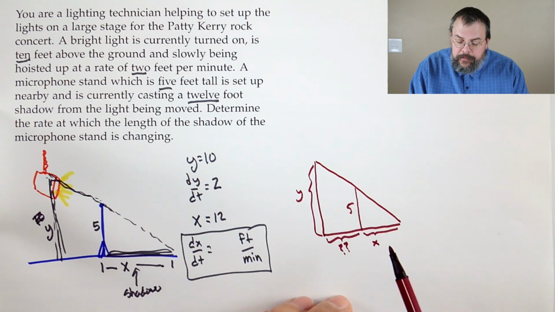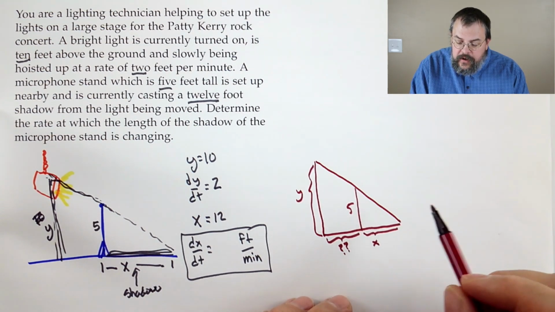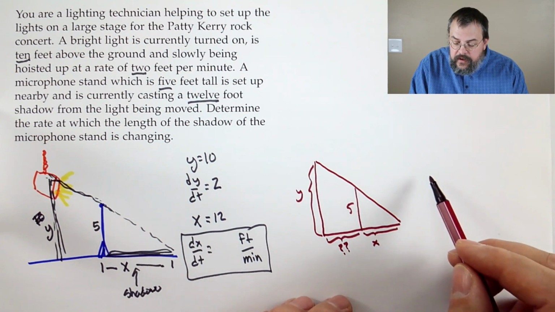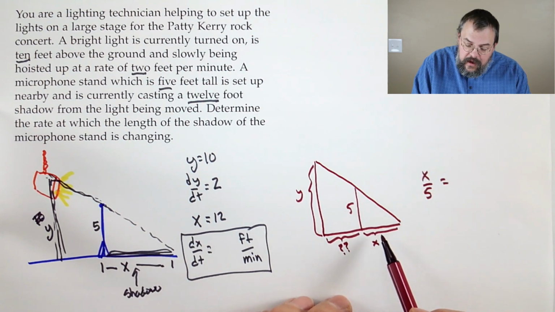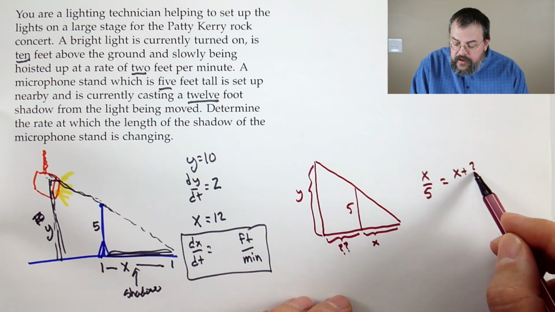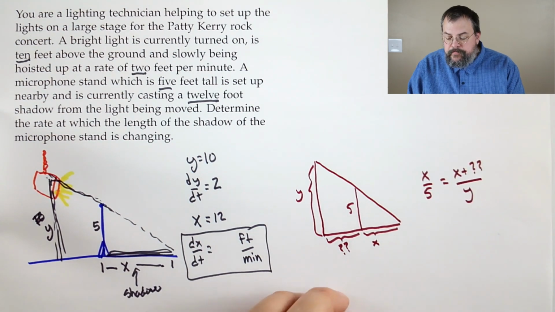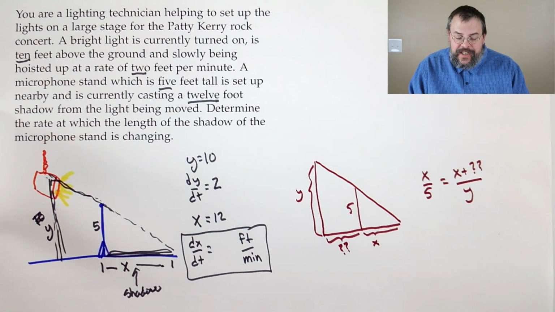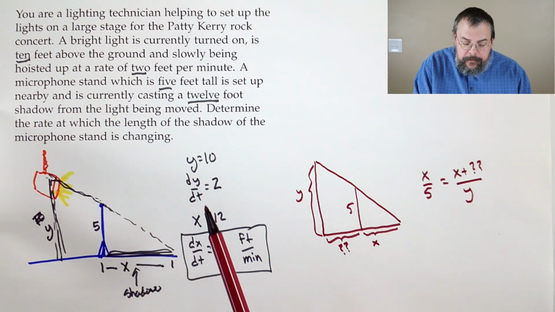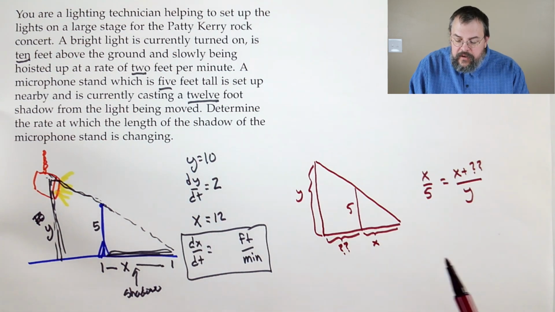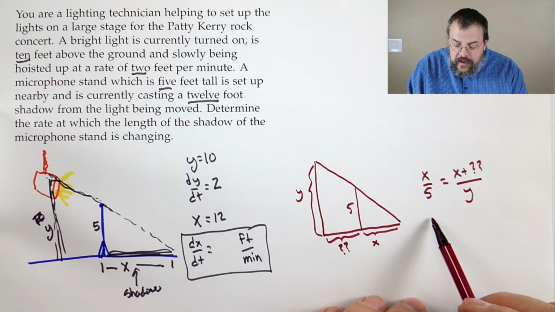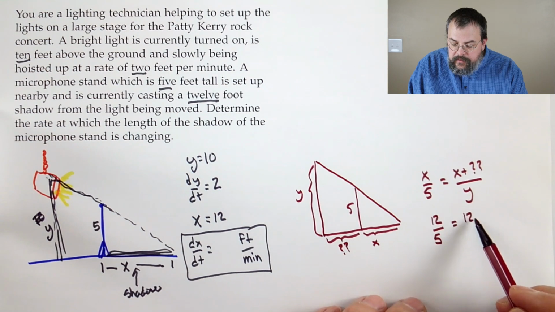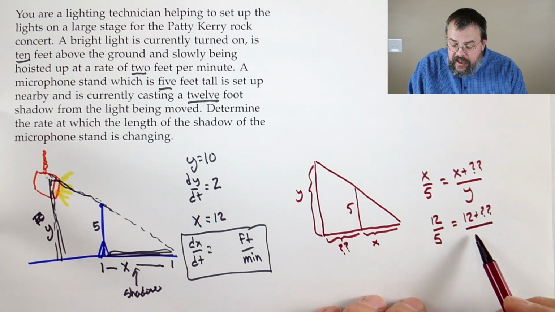Well, let's write down this relationship. The relationship from similar triangles says that the ratio, so for example, x is to 5 as this longer side, so x plus some unknown distance, is to y. Now, the good thing is, at our particular moment in time, we actually have enough to figure it out because we do know the relationships between x and y. So I can plug in what we know. We can say 12 is to 5, because x is 12, as 12 plus something is to 10.